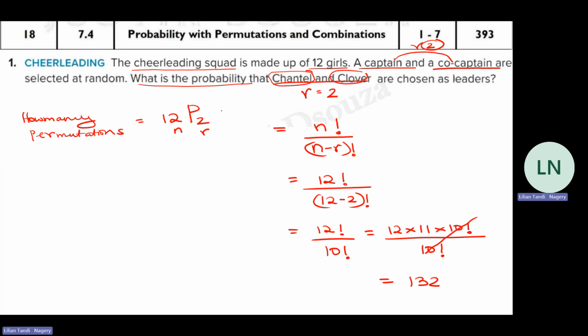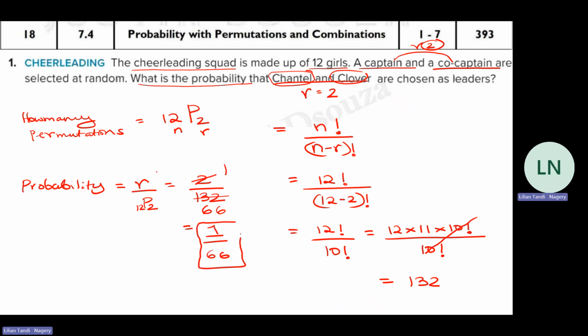Now, what is the probability? Remember, probability cannot be greater than 1. So this is your total. After that, the probability of picking Chantel and Clover as leaders is the same as saying your R over your total permutation. Your R is 2 and your total permutation is 132. Then you simplify. 2 goes here 1 time, 2 goes here 66. So your answer is 1 out of 66.